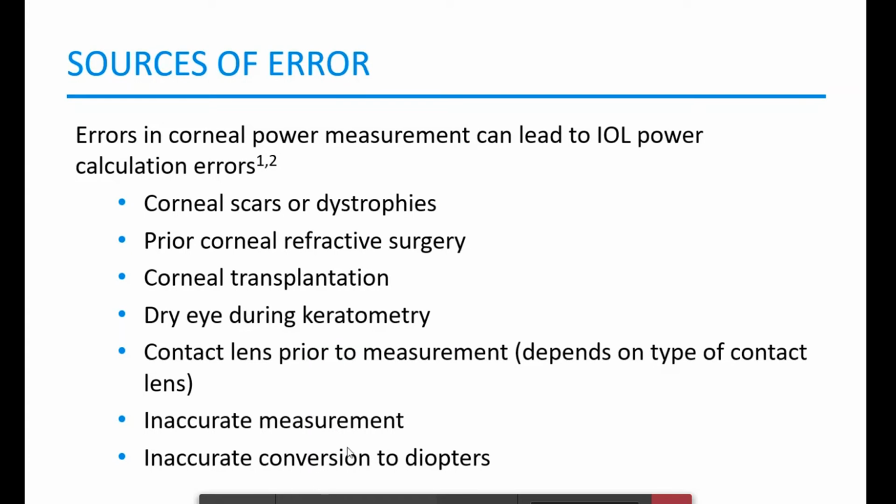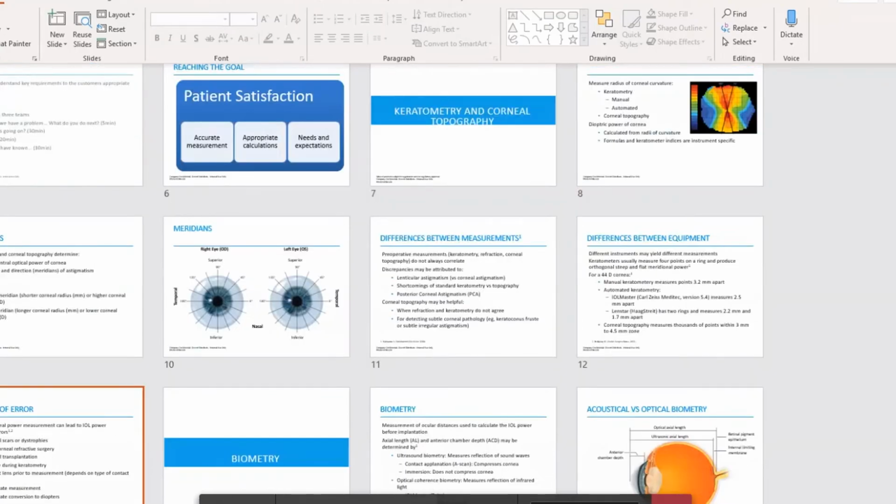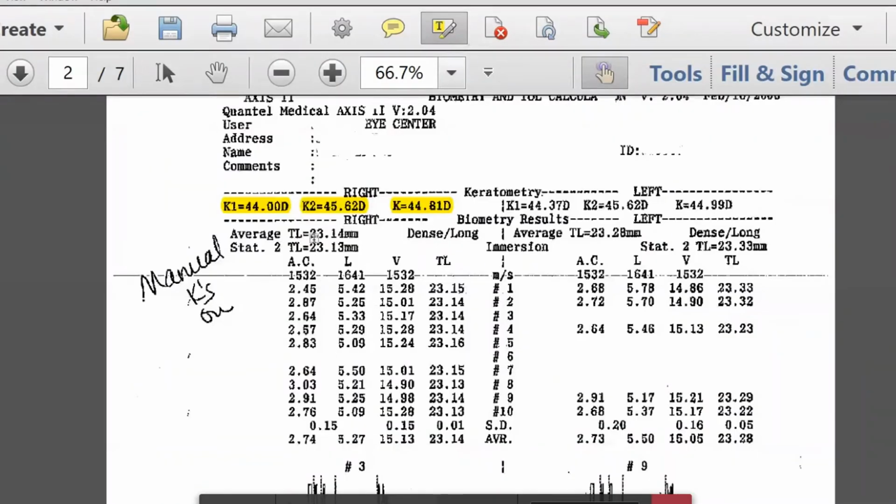So when I talk about keratometry readings, I just want to show you some examples. Here you can see keratometry readings that are performed by a manual process. So manual keratometry gives you these readings. You can see K1 is 44, K2 is 45.62. The average K is 44.81. This is for the right eye.